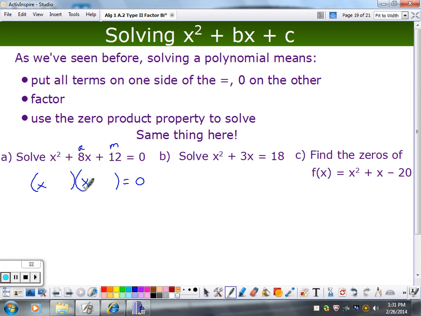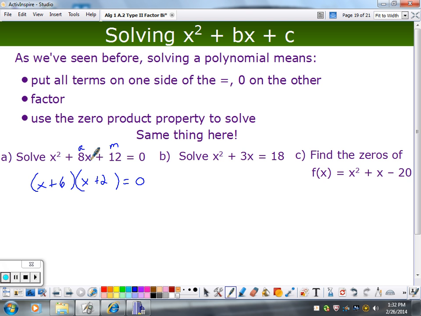What's it going to be? 6 and 2. Plus 6 and plus 2, right? Does that work? They multiply to 12 and they add to 8. And I would do an x, that's an x squared, a 2x plus a 6x is an 8x, and 6 and 2 is a 12. And that was my check. I checked that I did this right.